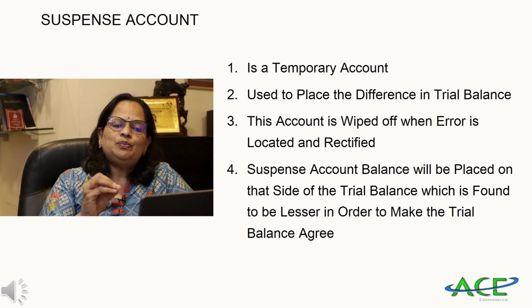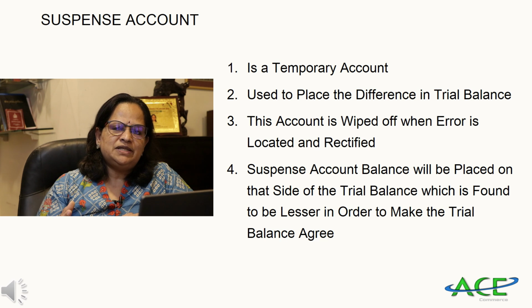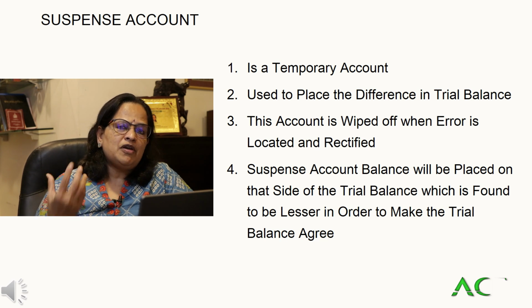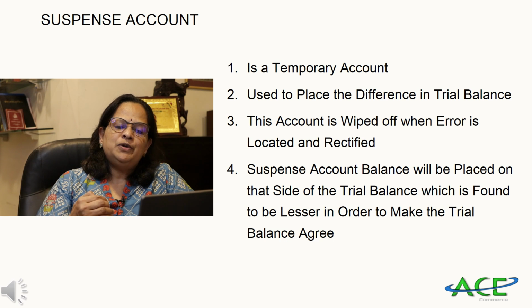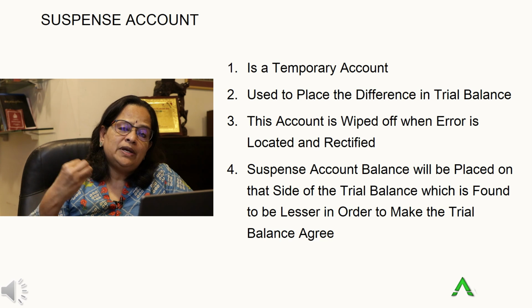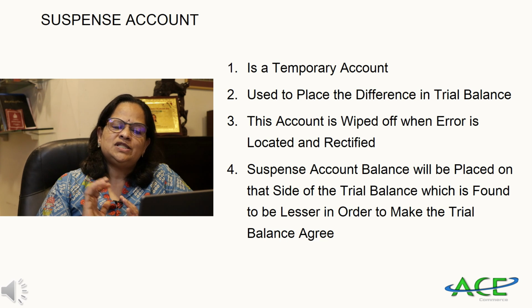Next, it is used to place the difference in the trial balance. I told you, all our efforts to tally the trial balance are not completed or fulfilled, or it's not possible from our effort. So we are seeing a difference in the credit side or the debit side. That difference we will transfer to the suspense account. Now this account is wiped off when the error is located or rectified. Whenever we locate the error, we will continue with our exercise to trace it. Once the error is located, we will close the suspense account.